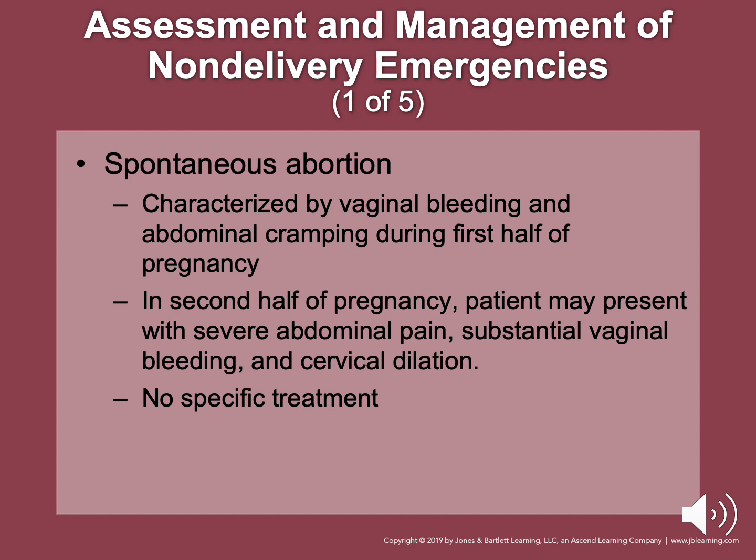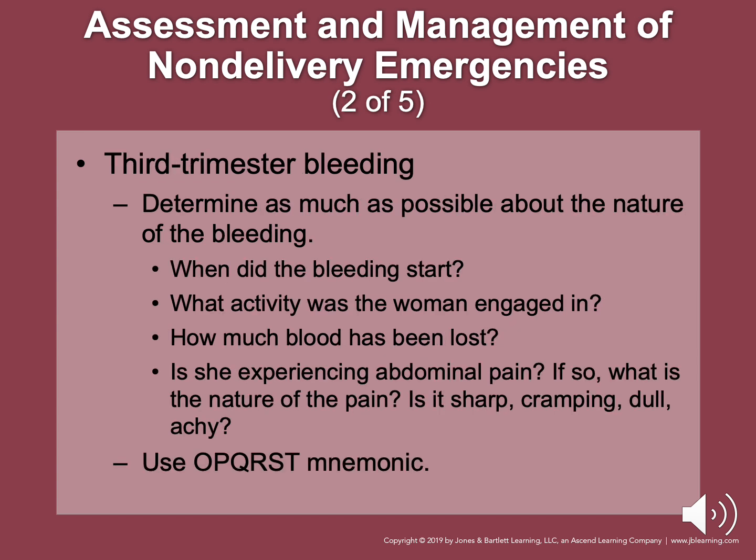Third trimester bleeding: when did it start, what activity were you doing, how much has been lost, are you having any abdominal pain, what's the nature, is it sharp, cramping, dull, aching? Use your OPQRST, identifying changes in orthostatic vital signs. Regardless of the source of the hemorrhage, prehospital management is the same. In an ectopic type pregnancy, the patient is in severe pain, possibly in hypovolemic shock. Focus on your ABCs.